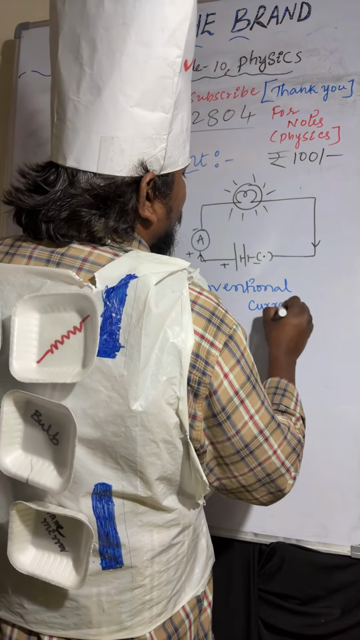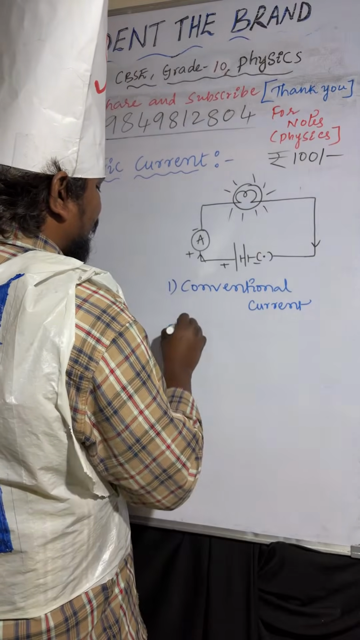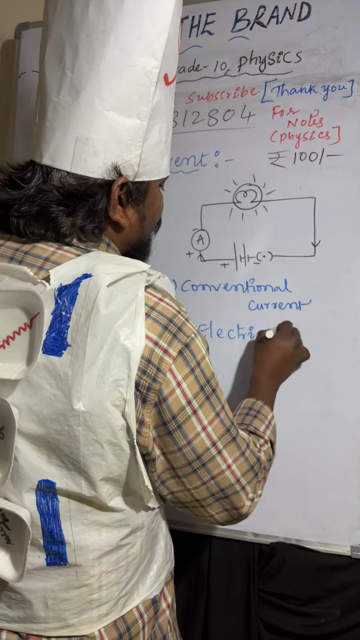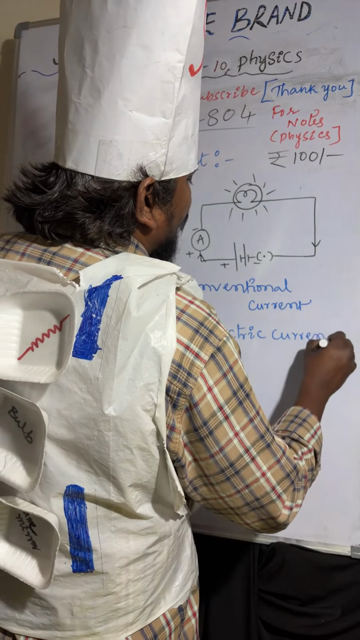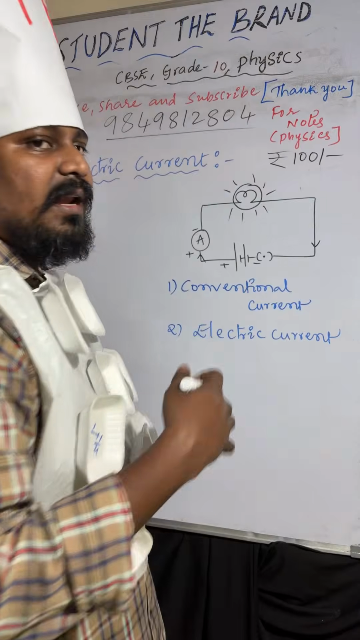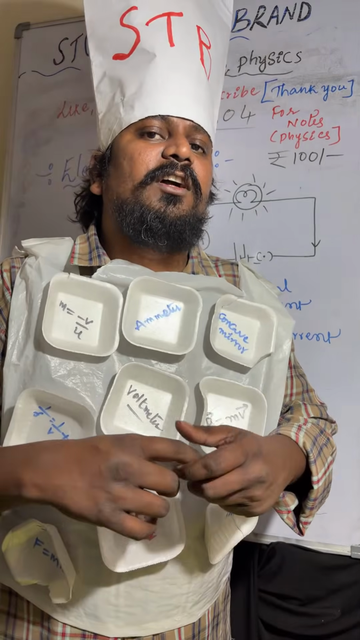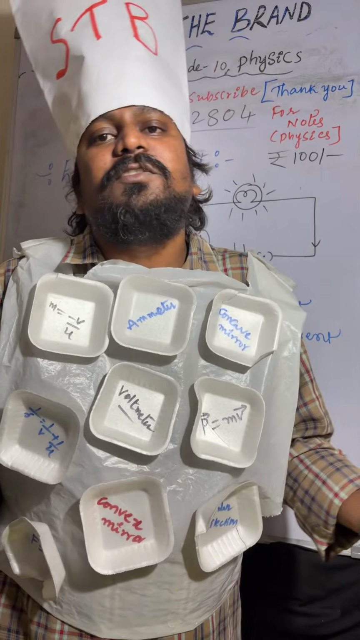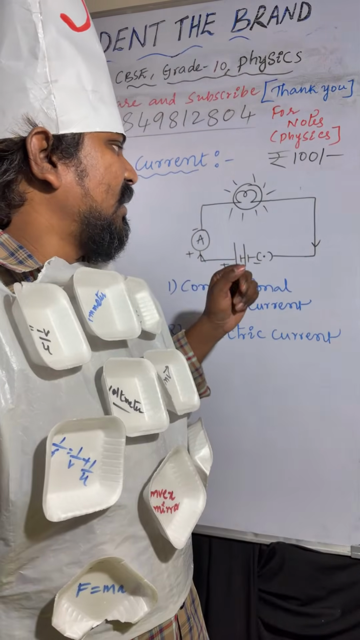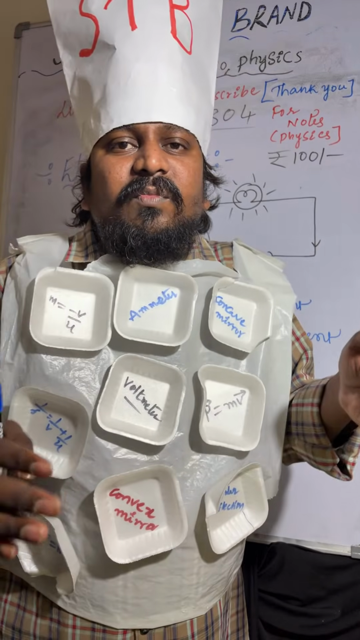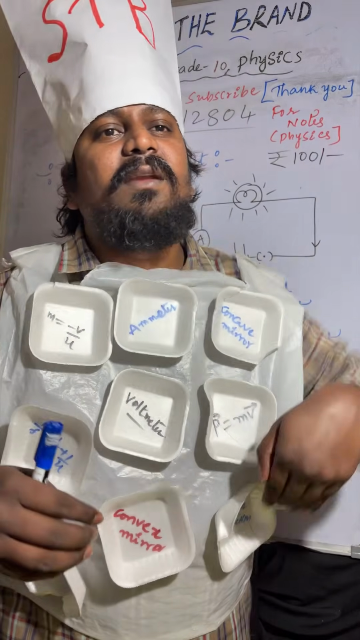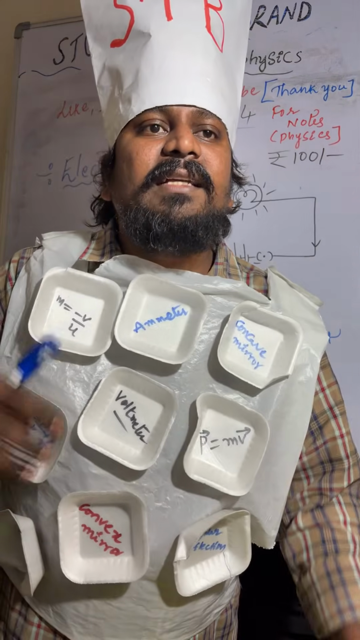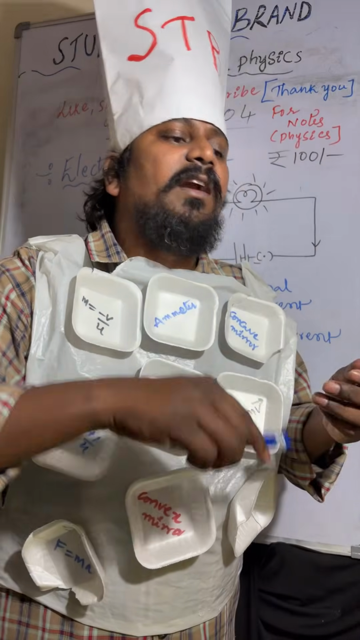The second one is electric current. Before electrons and protons were discovered, they had already given the statement of flow of positive charges, so we still use the same statement. The flow of positive charges is known as conventional current. Positive charges are moving from positive terminal to negative terminal, whereas electrons are moving from negative terminal to positive terminal.